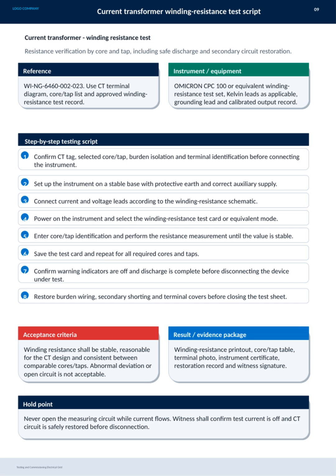Once connected, power on the instrument and select the appropriate test mode for winding resistance. Enter the core or tap identification and perform the resistance measurement, waiting until the value stabilizes. Save the test data and repeat this process for all necessary cores and taps. Before disconnecting, confirm all warning indicators are off and that complete discharge has taken place to ensure safety. Finally, restore all burden wiring, secondary shorting, and terminal covers before closing the test sheet. Remember, the acceptance criteria require the winding resistance to be stable, reasonable for the CT design, and consistent across comparable cores or taps.